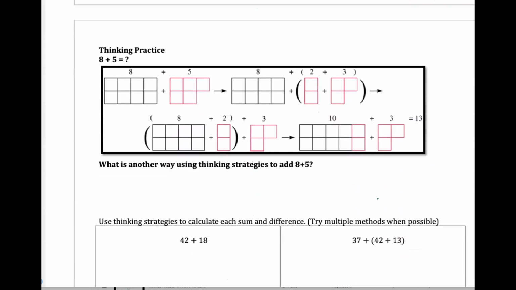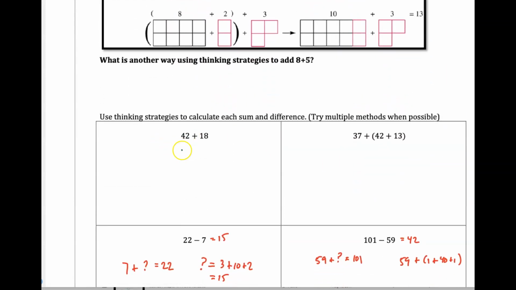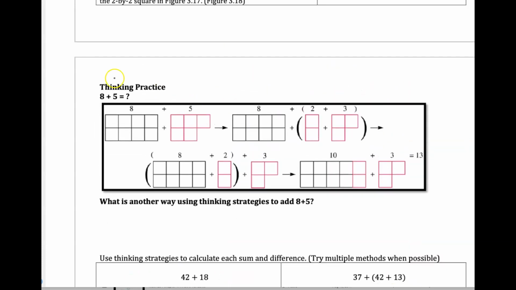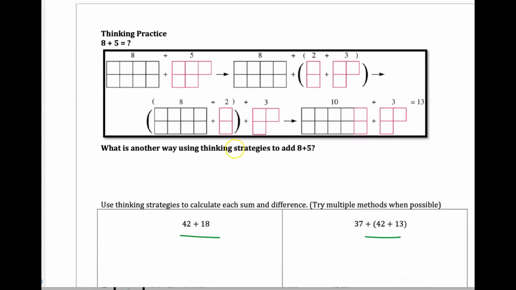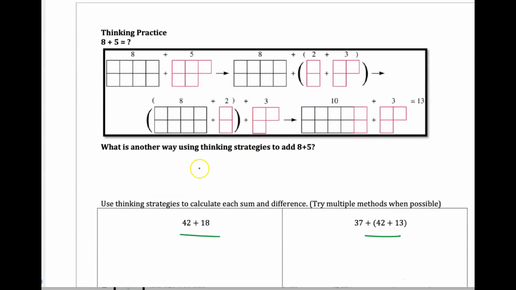And then lastly, we have some practice problems, and I realize now that these are the same ones that we just did above, so we don't have to do those. Looking at ways of doing 8 plus 5, you can see how that gets broken up, and you can see a visual of that. What's another way to think about 8 plus 5? How else could you break 8 plus 5? They did 8 plus 2 plus 3. What's another way to do that?